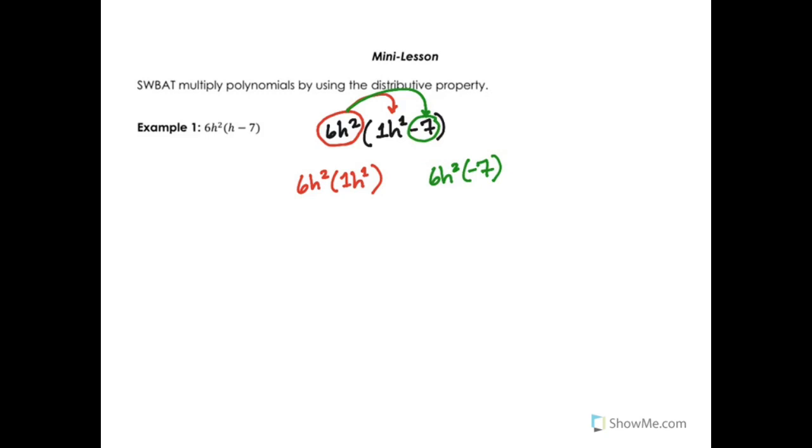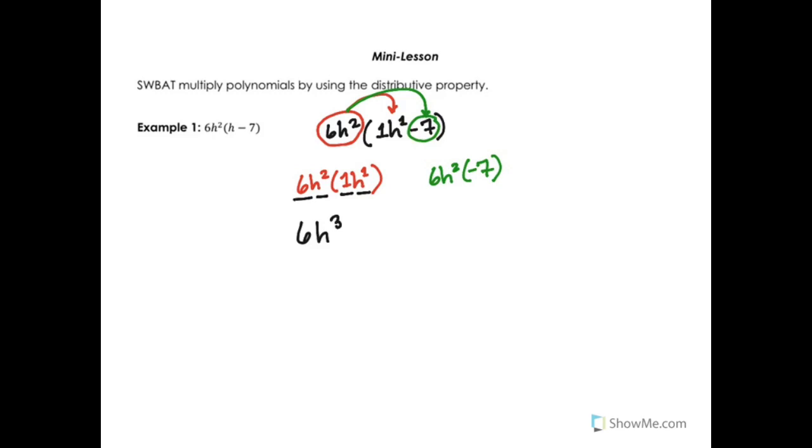So now that I've distributed the 6h squared to both of these terms that are inside of this parentheses, I can start multiplying things out. Now remember that when we're multiplying monomials like 6h to the second power and 1h to the first power, we can multiply coefficients with coefficients and letters with their common letters. So here we have 6 times positive 1, which gives me a positive 6. And I have h squared times h to the first power, which gives me h to the third power.